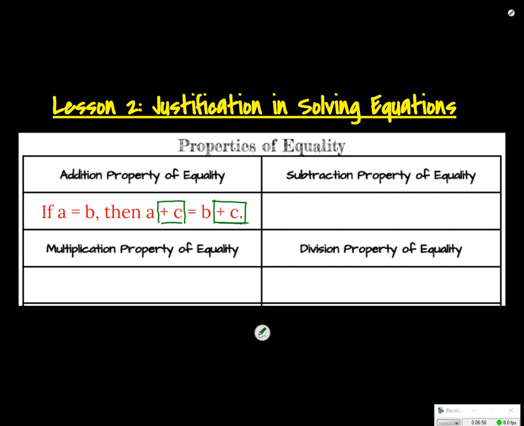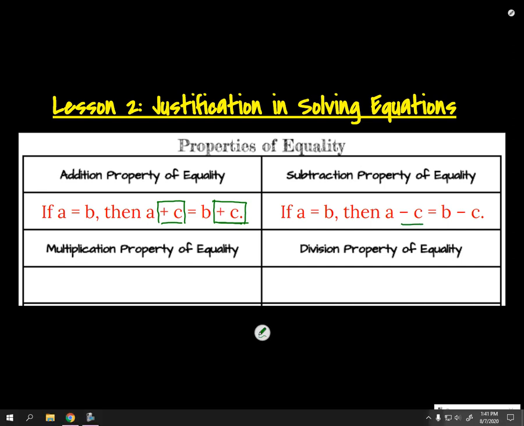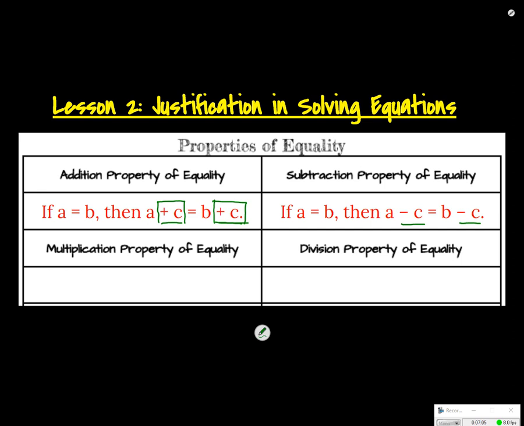All right, the subtraction property of equality says if A equals B, if two things are equal, then A minus C equals B minus C. So I'm allowed to subtract the same thing on both sides of that equal sign, and I'm still going to be able to keep it equal. So these pieces are basically what the subtraction property of equality is saying. I'm allowed to subtract the same thing on both sides, and you use that a lot in solving your equations. These are just the names.